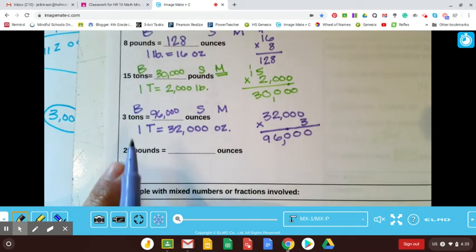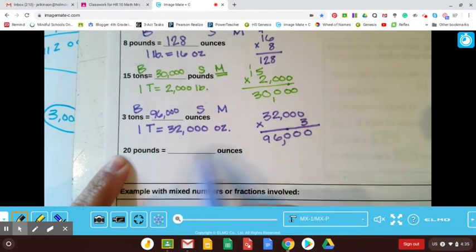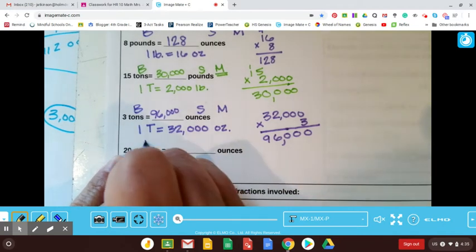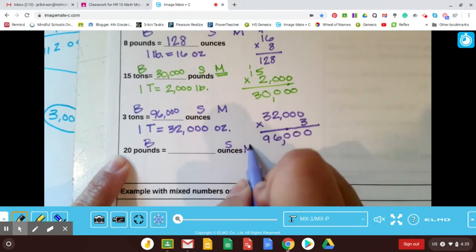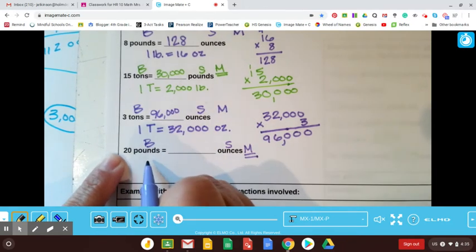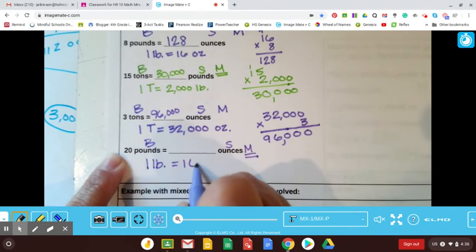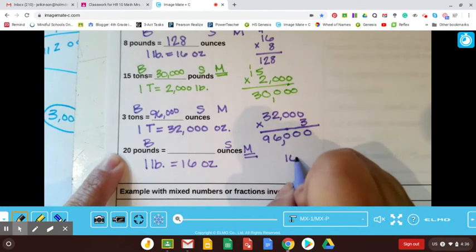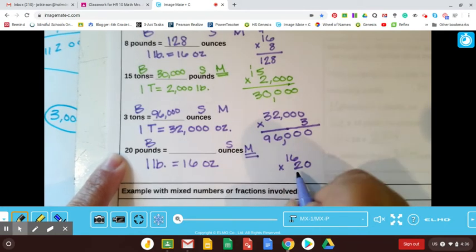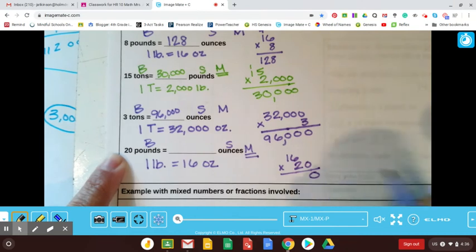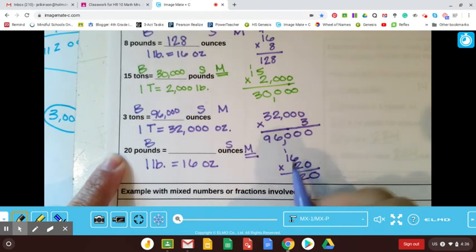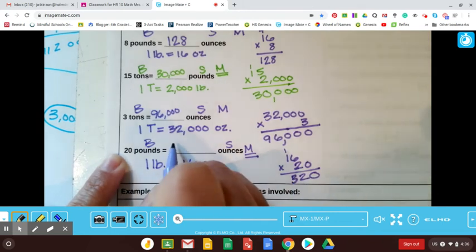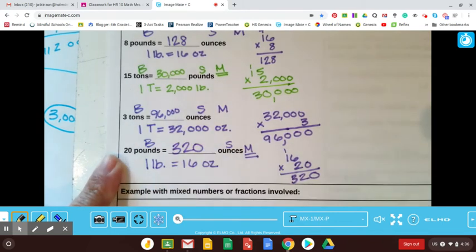All right. How about 20 pounds? 20 pounds, and we're going to ounces. So bigger to smaller, multiply. I know that 1 pound is 16 ounces. So 20 pounds would be 16 times 20. I'm going to do the cliffhanger method again. Hang that 0 off the cliff. 2 times 6 is 12. 2 times 1 is 2, plus 1 is 3, giving me 320 ounces.